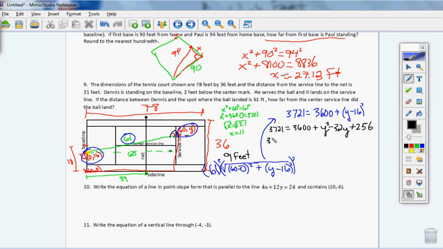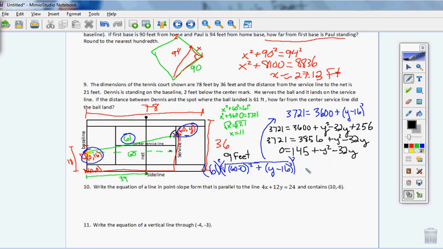So we have 3721 equal to, well, 3600 plus that would be 3856 plus y squared minus 32y. And then what we want to do is get one side equal to 0. So really what we want to do is take the 3856 here and subtract 3721 from both sides. So what are we going to have here? We're going to have 0, which is equal to, all right, well, what would that be equal to? 145 plus y squared minus 32y.